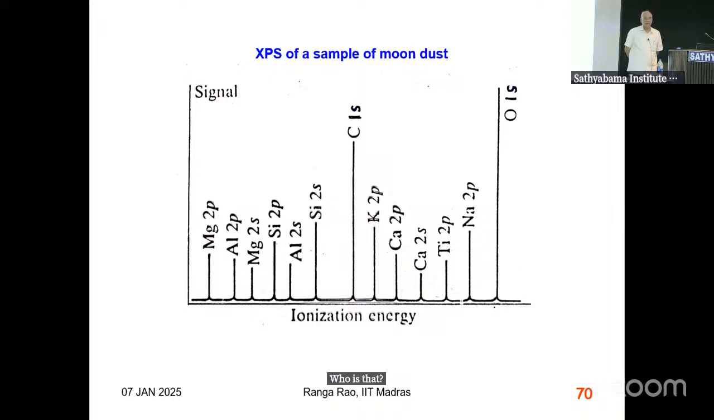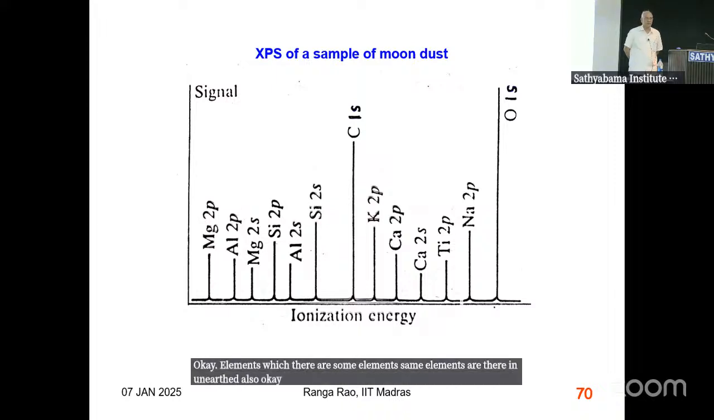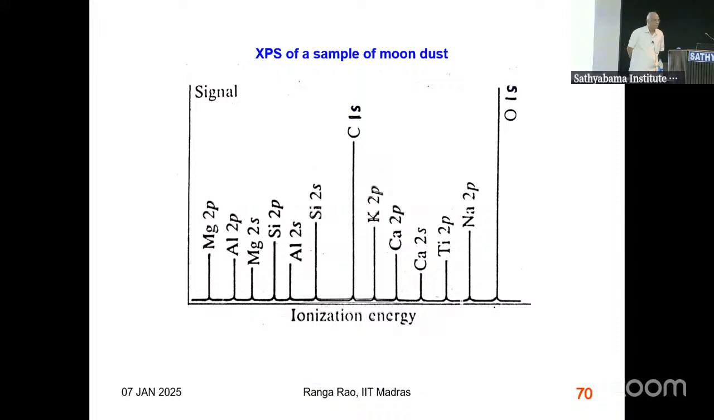Okay. Yeah, there are some elements, the same elements are there on Earth also. All right. That is one observation. Any other? Surface water. Oxygen. Yeah. So oxygen, carbon, which are there on Earth also. Here also we have. Okay.